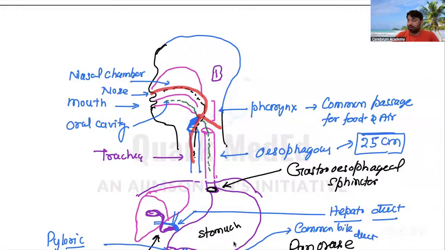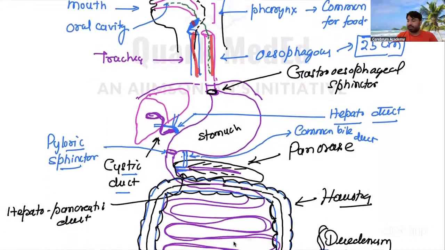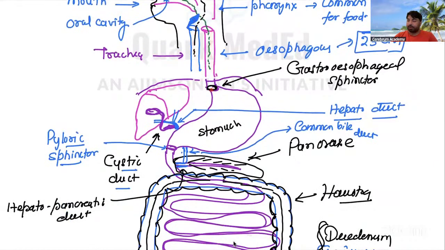So air and food pass through a common area, and this common area is called the pharynx. This is the windpipe, and this is the esophagus. Then this is the stomach. The esophagus is around 25 or 26 centimeters long, and then the stomach starts. The stomach has a guarding muscle here, so when we eat, food should not come out. It should go in one direction.